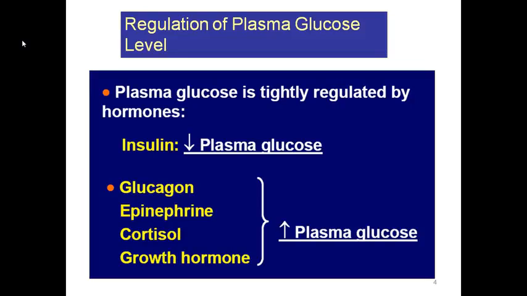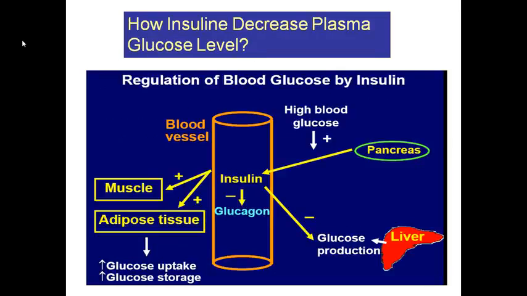How is regulation of plasma glucose level done? It is a tightly regulated procedure by means of hormones. The main hormone which causes the decrease in plasma glucose levels is insulin, and those which cause increases in the glucose levels are glucagon, epinephrine, cortisol, and the growth hormone. So only one hormone is responsible for down regulating the glucose levels, and that is insulin.